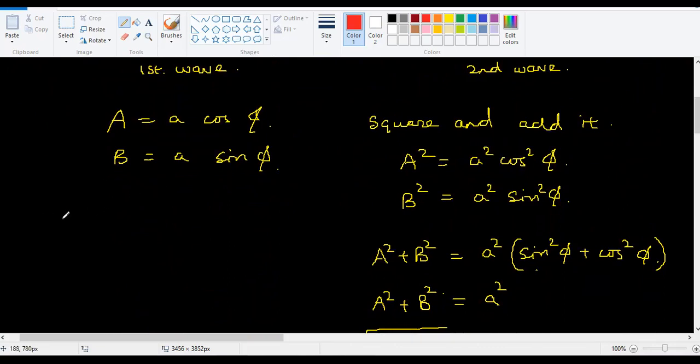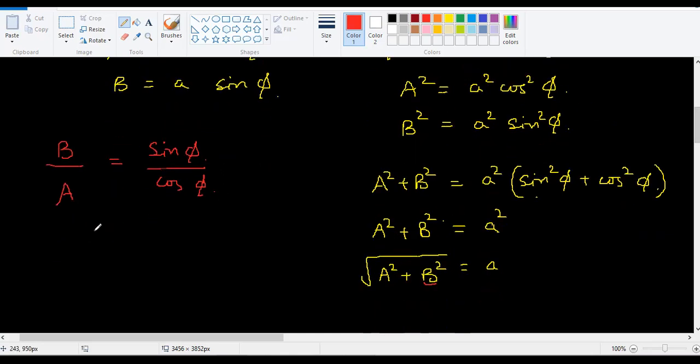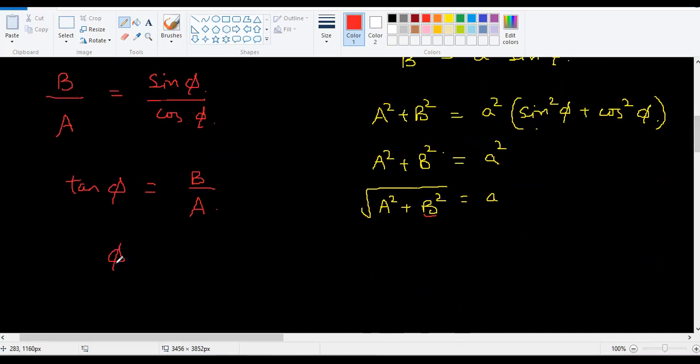Suppose if I do B by A, the A cancels, so I'll be getting sine phi by cos phi. This is nothing but tan phi. So here I eliminated the A by doing division, and that means phi can be found to be tan inverse of B by A.